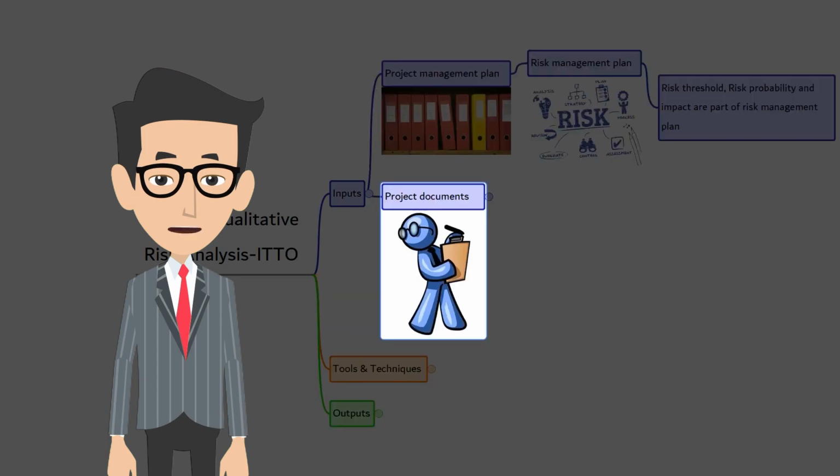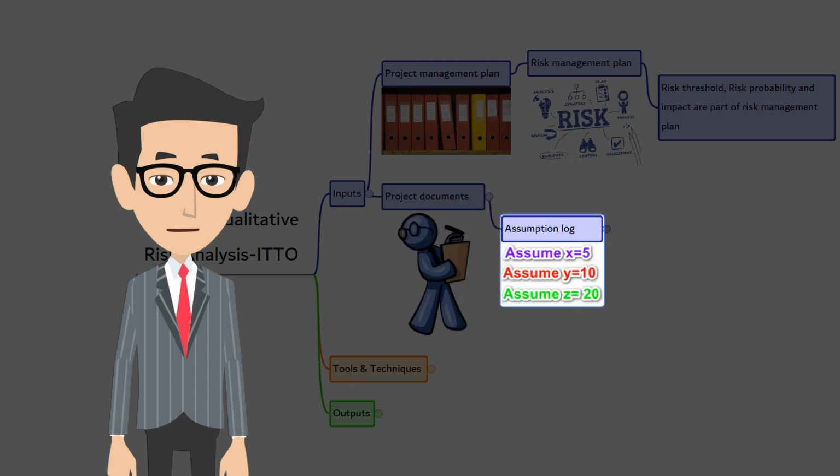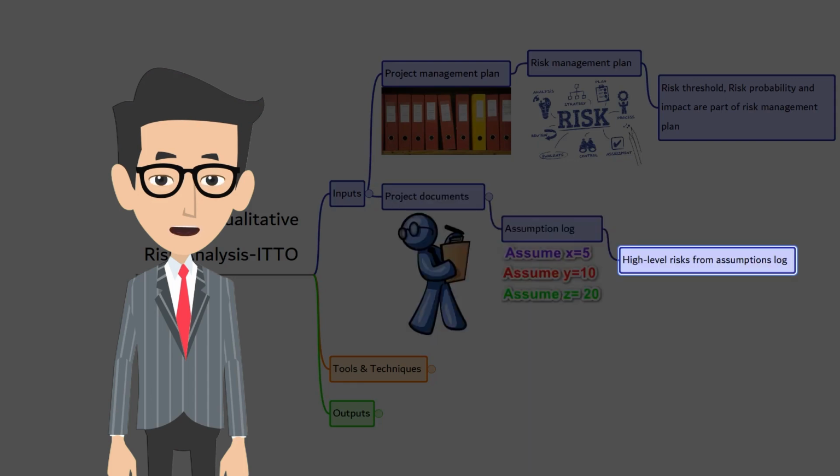The next one is project documents. There are 3 project documents that are used. First, assumption log. Assumptions and constraints recorded in business case, project charter may be the first-hand information to identify individual and project risk. Reviewing and analyzing the assumption log may help to identify new risk.